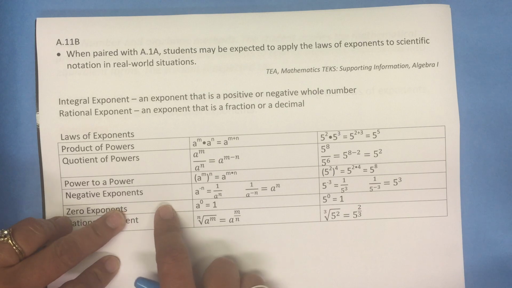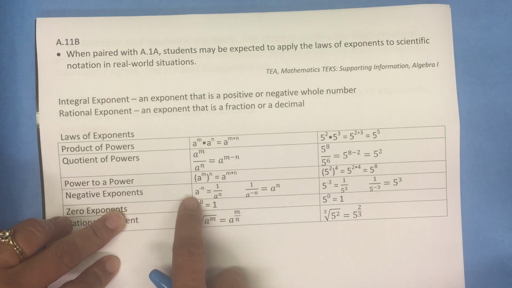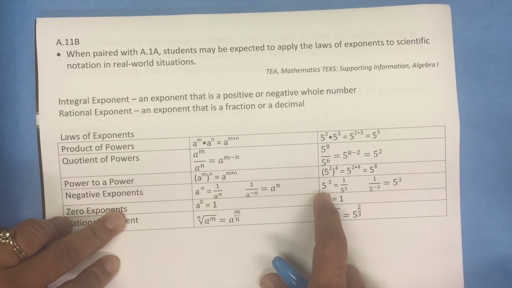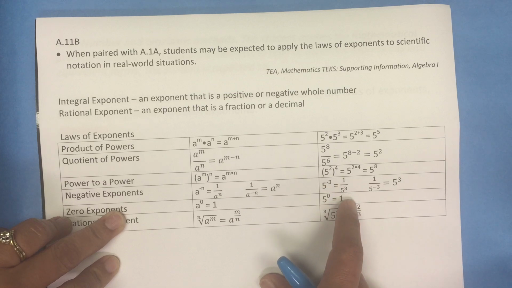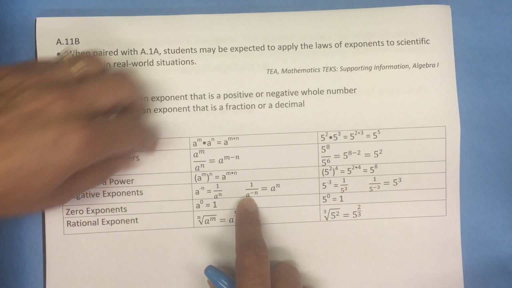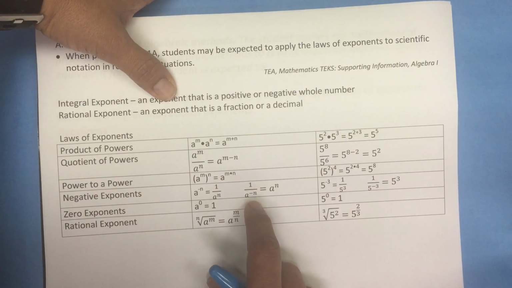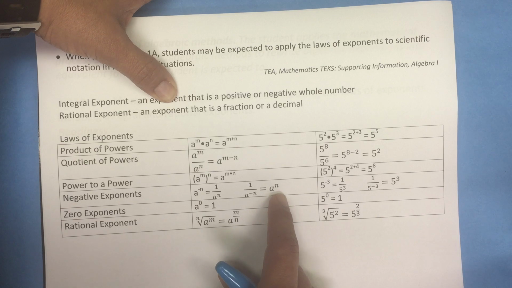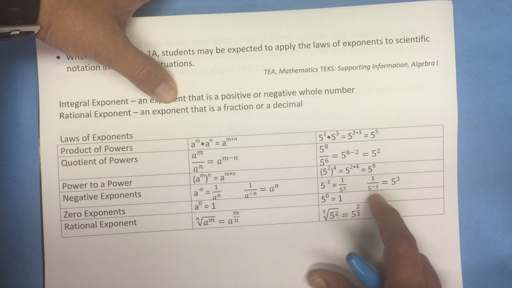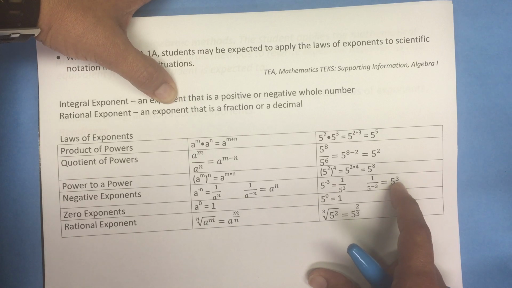For negative exponents, we have a rule that says if you have a to the negative n, that is the same as 1 over a to the n. A numeric example, 5 to the negative third is the same as 1 over 5 to the third. It also works if the negative is in the denominator, 1 over a to the negative n equals a to the positive n. Or a numeric example, 1 over 5 to the negative third equals 5 to the third.